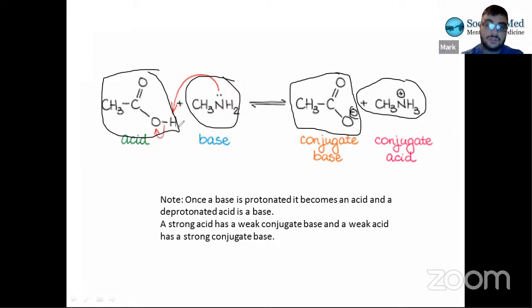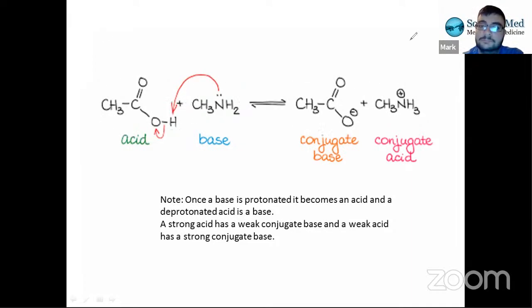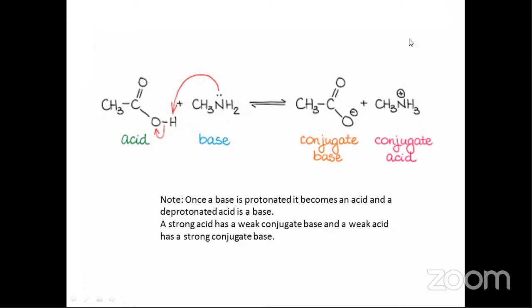And that's what makes you a strong base, because you very easily accept protons. Does that make sense? Mark? Okay. Yeah, please. Go ahead.